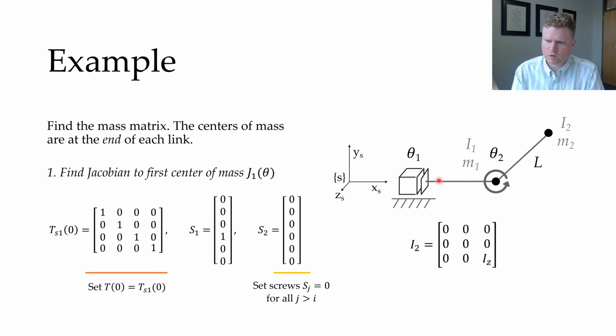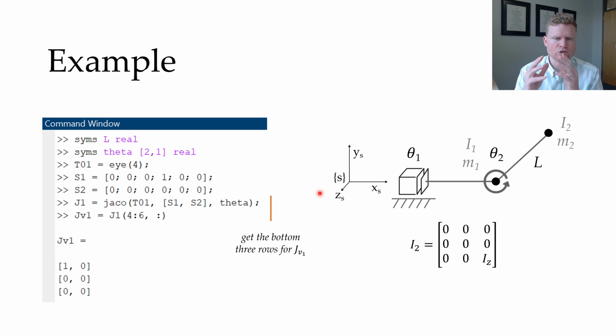My screws: I have 1 screw that's normal, and that's the screw for this prismatic joint, which is just extending off to the right. So I've got 1, 0, 0 pointing off to the right, aligned with the x-axis. And then my second screw is going to be all zeros because, again, I'm looking at this first center of mass, so I don't need to worry about any screws that come after that center of mass. So here are the main things I need to find. And once I have these, I can use the code that we've already built to find the Jacobian and the forward kinematics to this center of mass.